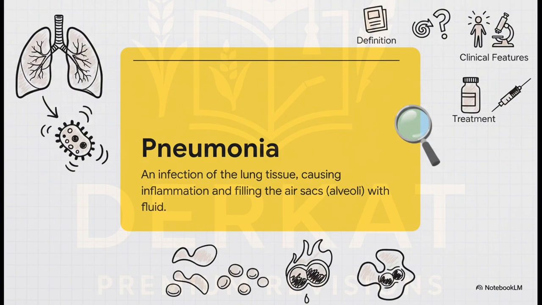So instead of the heart lining, our focus shifts to the alveoli, those tiny air sacs where oxygen gets into the blood. The core problem here is that the infection causes these sacs to fill up with fluid and gunk, which, well, it makes it pretty hard to breathe.